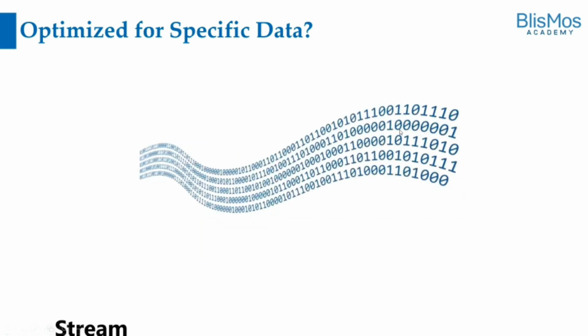In a similar way, we cannot have one programming model which takes care of real-time data. A stream of data which is coming continuously is called real-time data. So we may not have one programming model which is optimized for all these kinds of data. We may have a different programming model which is optimized for stream data.